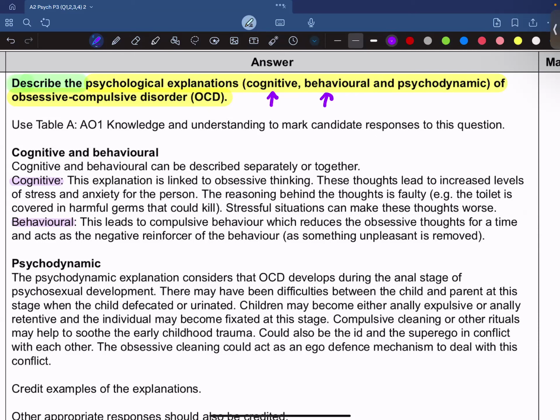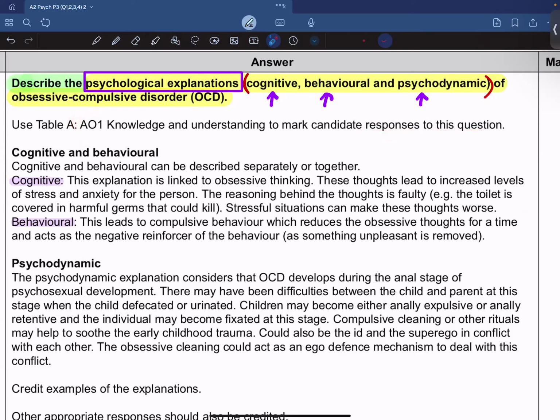cater to the cognitive, the behavioral, and the psychodynamic part, all of it, right? So, all in all, you are expected to describe the psychological explanations for OCD, which again is the cognitive explanation, the behavioral explanation, as well as the psychodynamic explanation. Now, use table A, that is AO1 knowledge and understanding, to mark candidate response to this question.